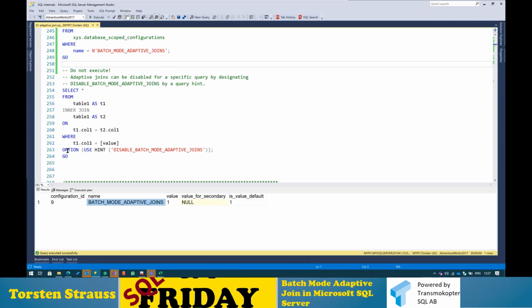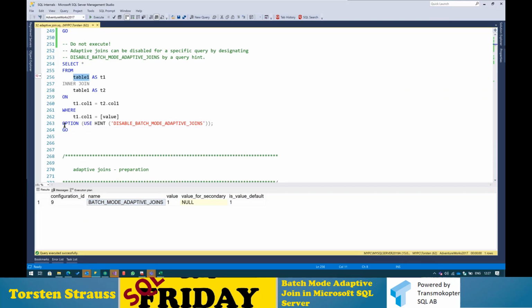We can do the same on a query level. Again, there are some queries which will run slower using batch mode adaptive join. And therefore, you can hint this specific query to use either the nested loop or the hash join instead. So I cannot run it because the tables do not exist, but you can see the hint here.